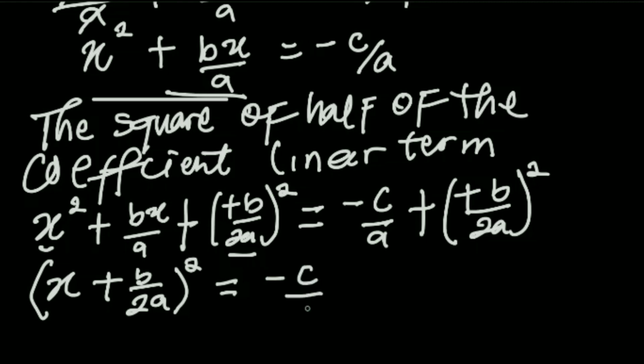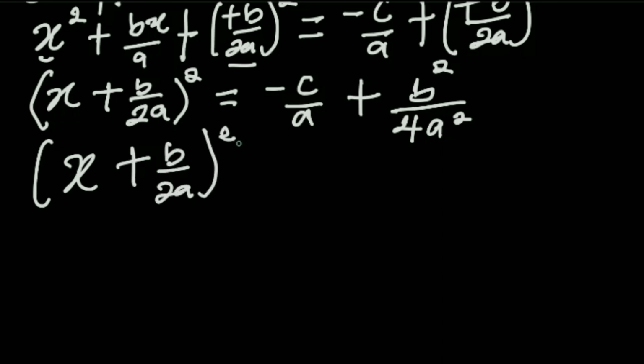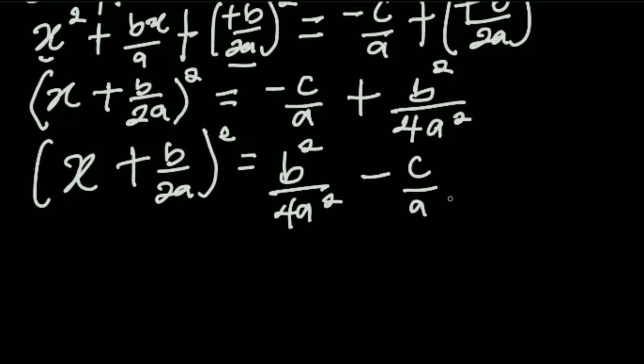We have minus c over a plus, open up this bracket, b squared, that's b squared, 2 raised to power 2, that is 4, a raised to power 2, that is a squared. And so we continue to simplify what we have. This is x plus b over 2a all squared equals to, I like writing the positive term first, so I want to write this first as b squared over 4a squared. It's easy to work with, minus c over a.